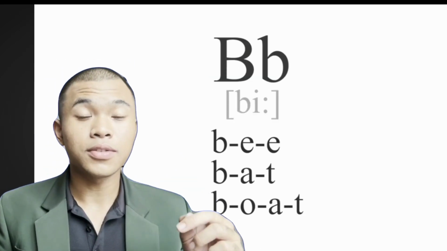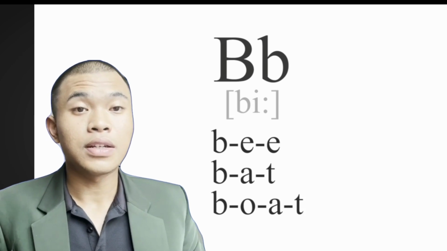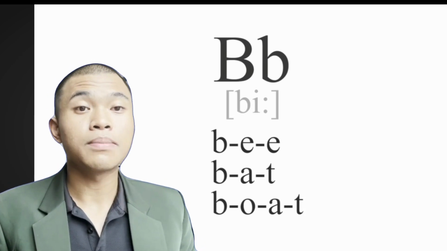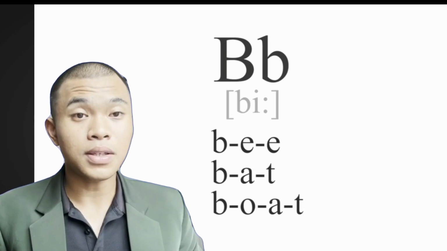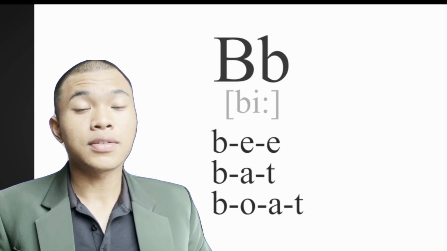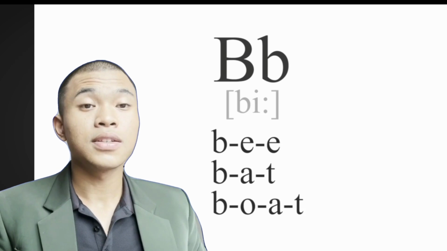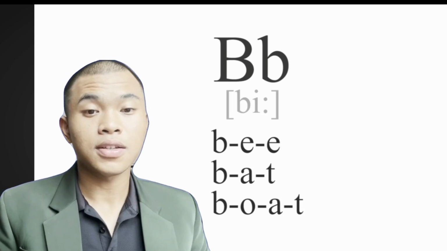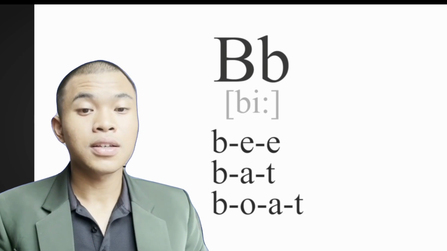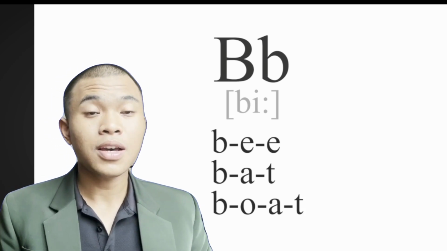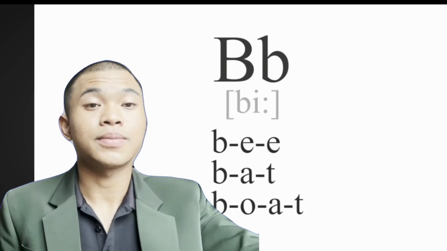The big one, it sounds like B. The small one, it sounds like B. The IPA pronunciation, it sounds like B. Example of word: bee, B, E, E. Bat, B, A, T. Boat, B, O, A, T.